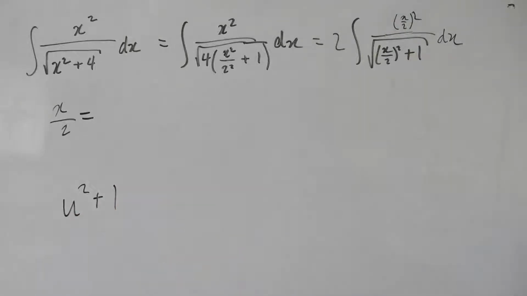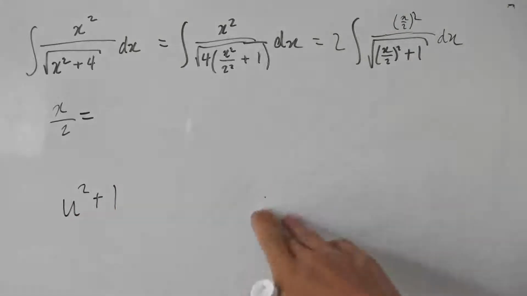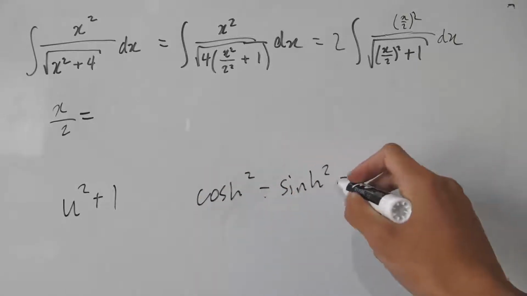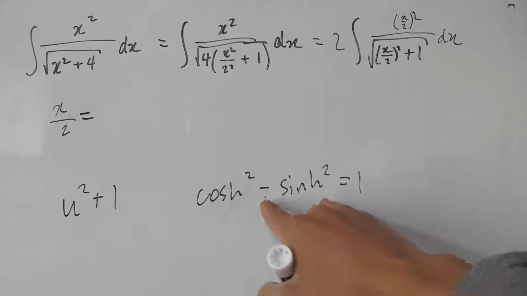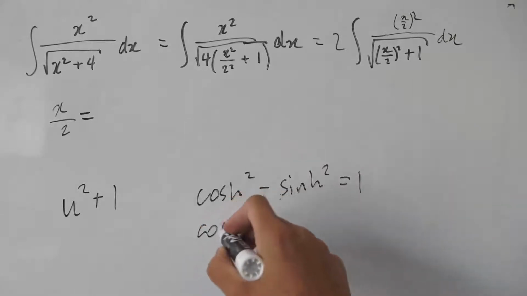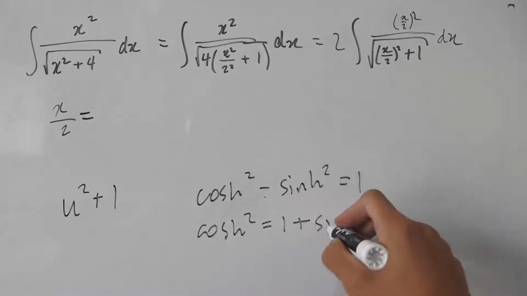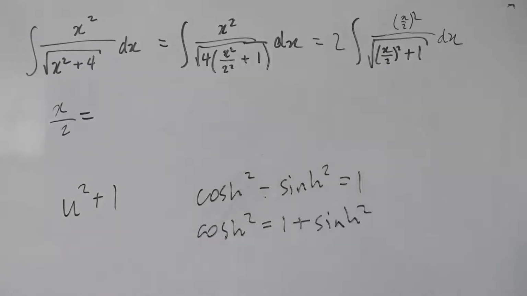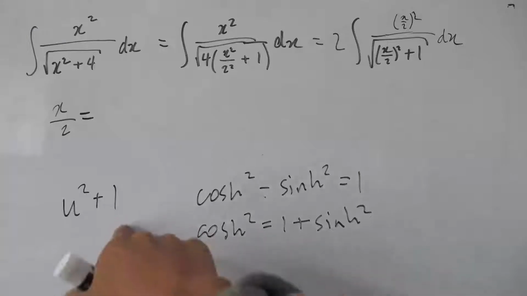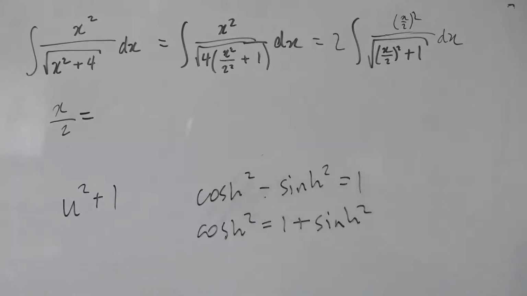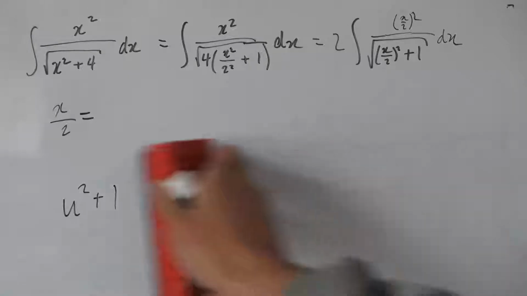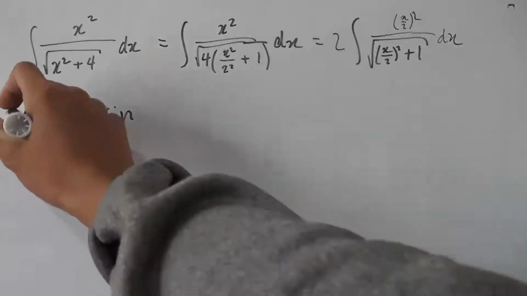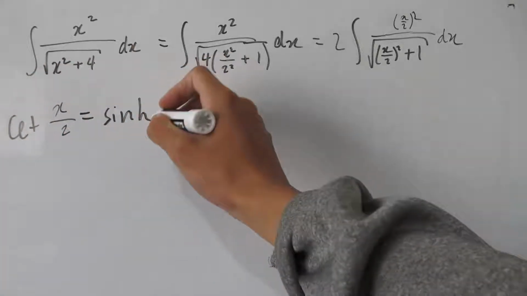Whenever you have that, think back to hyperbolic identities. If you have cosh squared minus sinh squared, that just gives you 1. You can move the sinh over to the other side, so you have cosh squared equals 1 plus sinh squared. So if we substitute sinh squared for whatever squared this is, since we're adding 1 to it, we simplify it down to cosh squared, which is really nice. So let's substitute this for some sinh. We're going to let x on 2 be equal to sinh of, I don't know, t.